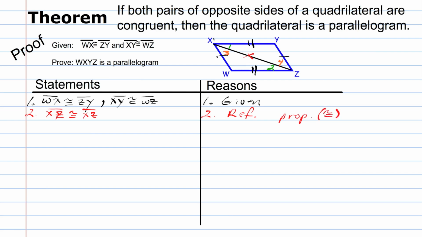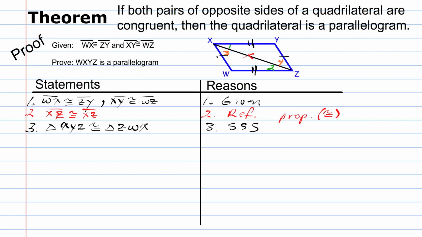Now if we look at the top and bottom triangles, if you will, we have side, side, side. So we can make this statement: triangle XYZ is congruent to triangle ZWX. And that's by the side-side-side postulate, triangle congruence, side-side-side. Now that we have the two triangles proved congruent, we can prove that the angles, angle 1 and 2, and then angles 3 and 4, are congruent.